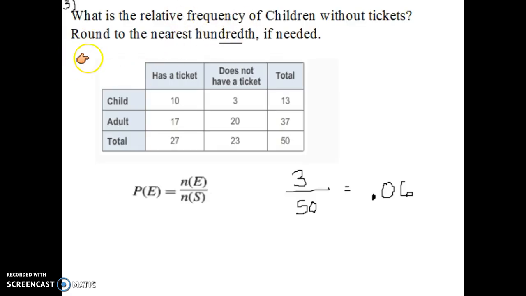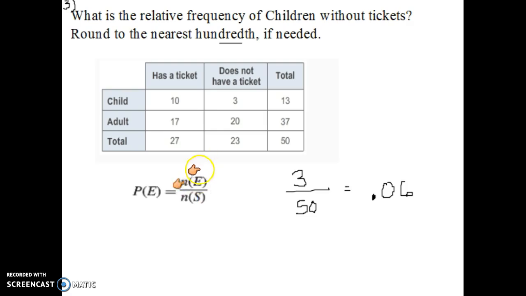Number 3 is going to ask you to use the table to find relative frequency. So this is the same table, but I've changed what they're asking you. So what is the frequency of children without tickets? Okay, so we're going to use the same formula we've learned. The probability of an event, the probability or relative frequency of children without tickets, is the number of favorable outcomes by the total sample space.